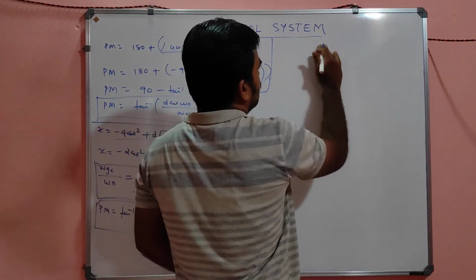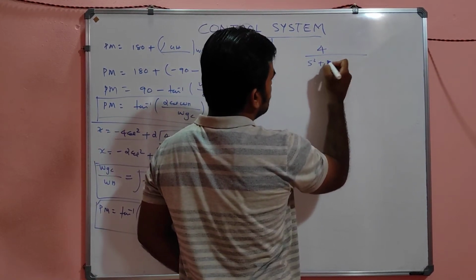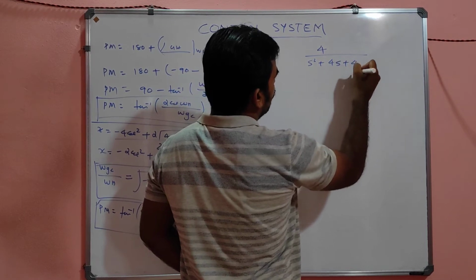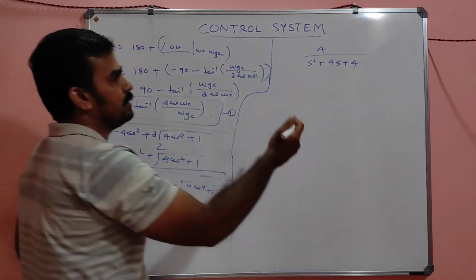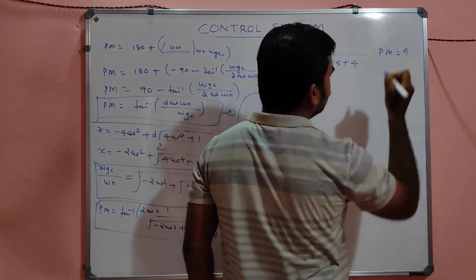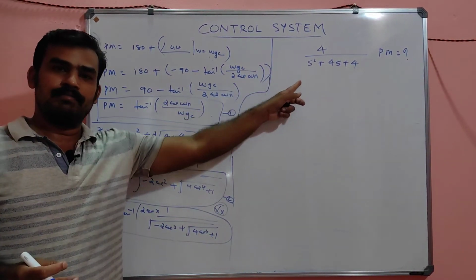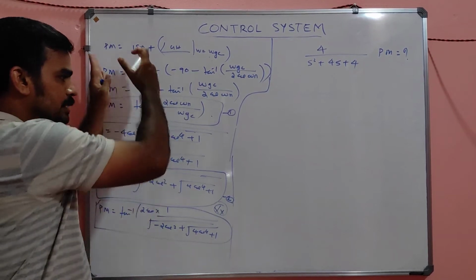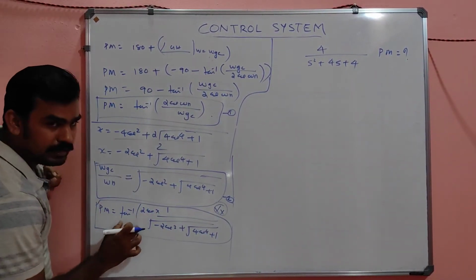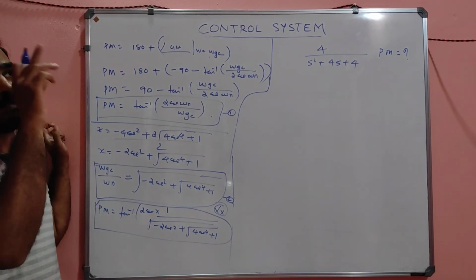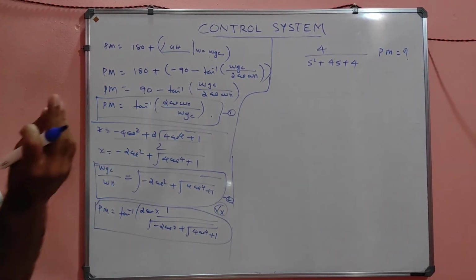Suppose a second order system is represented by 4 divided by s square plus 4s plus 4. Suppose an equation like this. And they are asking what is the phase margin. If you do this the normal way, you will take this much time for solving this. But if you know this equation, tan inverse 2 theta divided by root of minus 2 theta square plus root of 4 theta square plus 1, you can do it in a fraction of a second.